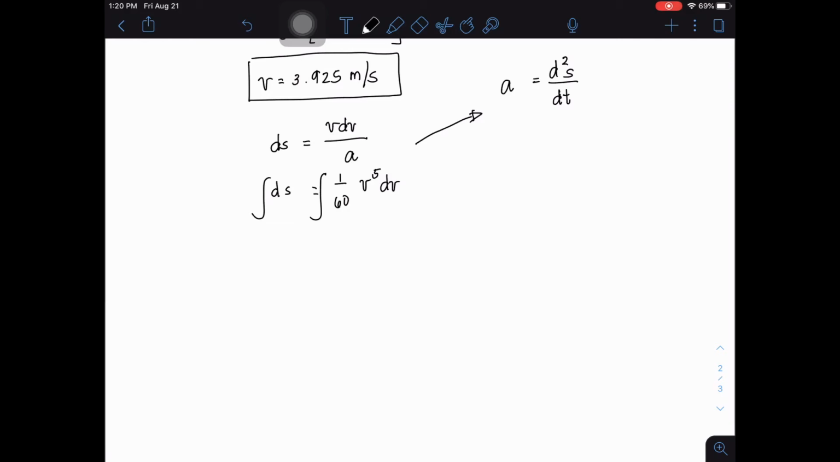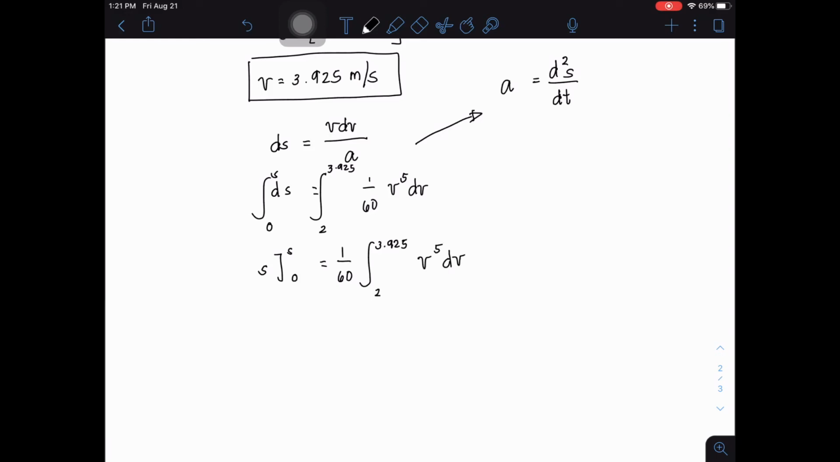Okay, and our limits are, the position is from 0 to s, that's what we're looking for. And then initial velocity would be 2, and the final velocity would be 3.925. Alright, so we need those values there so that we will know our limits. Right, so the integral of ds would be s, right? And the limits are 0 to s, which is equivalent to, let me take out the constant first. Alright, we're good. Okay, and v to the 5th dv.